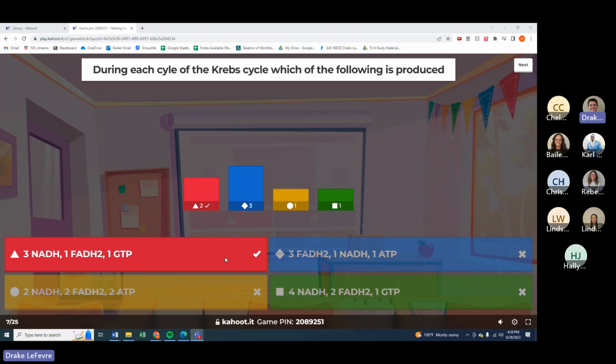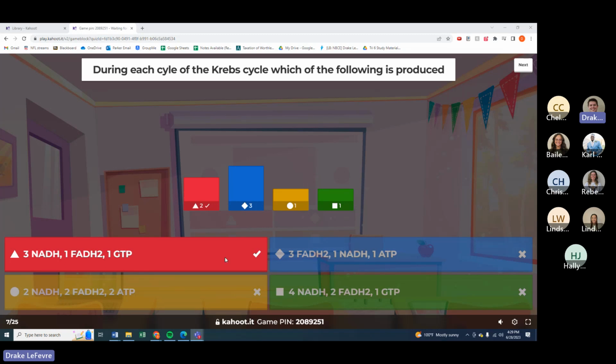I could also ask the question, how many NADH total is produced from 1 glucose after glycolysis and the Krebs cycle? Combine the 2 of them. 8. Good. We would have 6 from the Krebs cycle and 2 NADH from glycolysis.